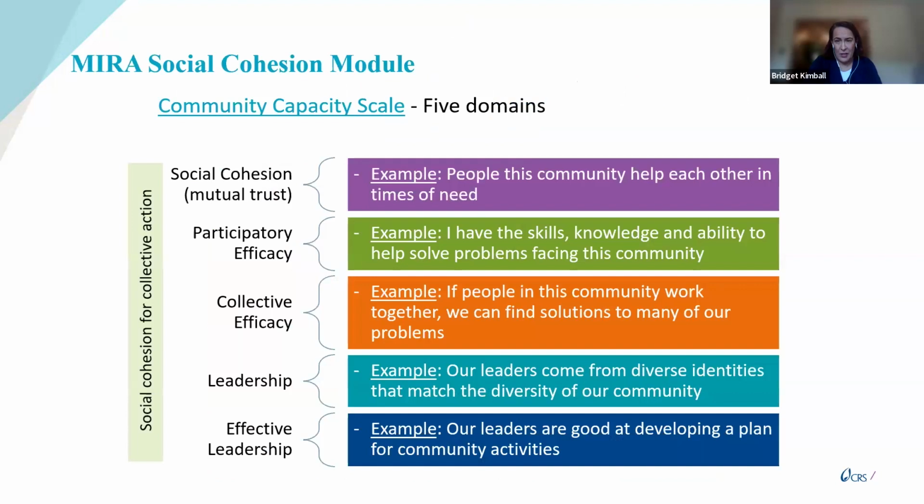With all that in mind, the social cohesion module we developed for MIRA is an adapted form of the community capacity scale originally developed by Save the Children and Johns Hopkins to monitor the effectiveness of community groups in the context of nutrition programming. A key feature is the focus on collective action. We're intentionally not looking at social cohesion holistically at the landscape level, but rather at specific elements of social cohesion that can facilitate or hinder community collective action.